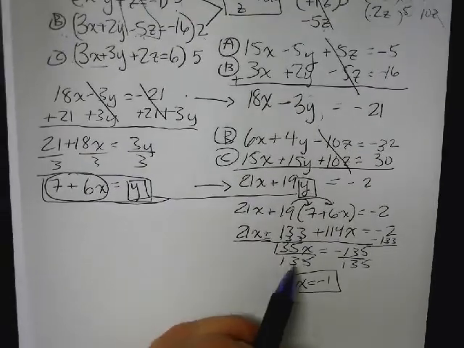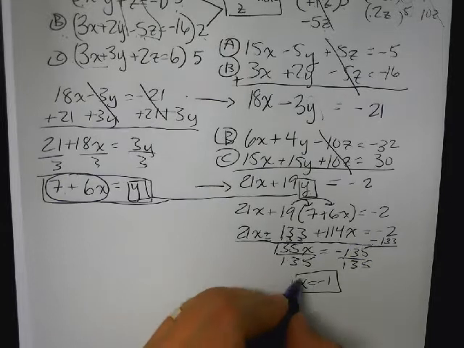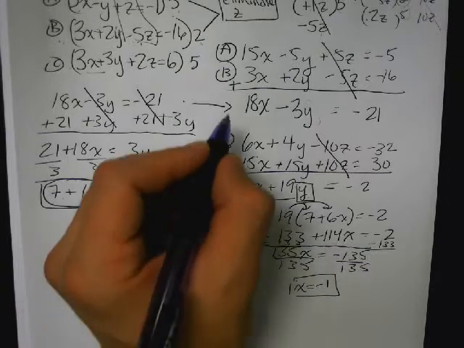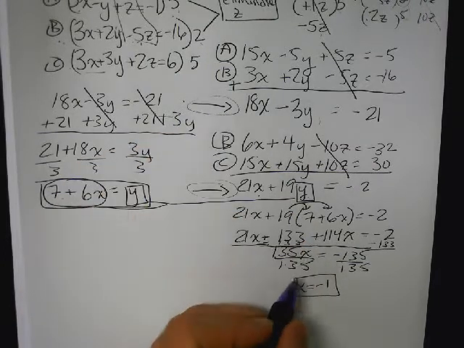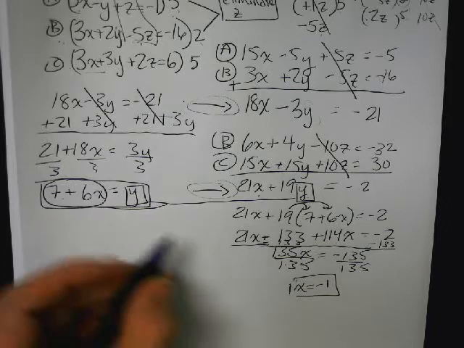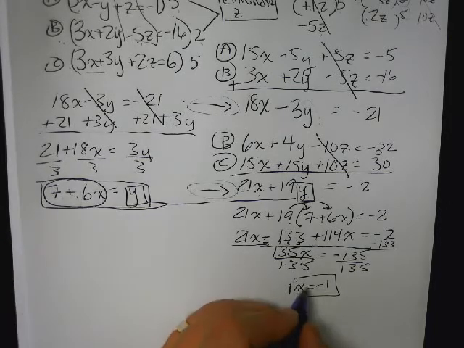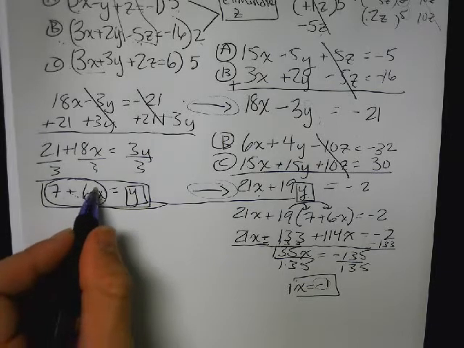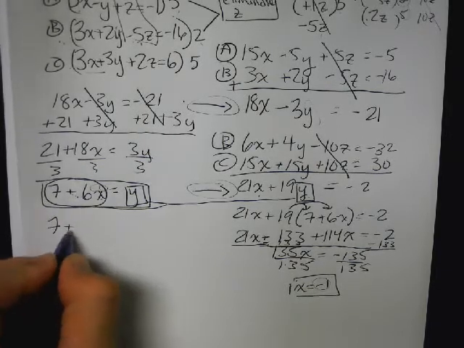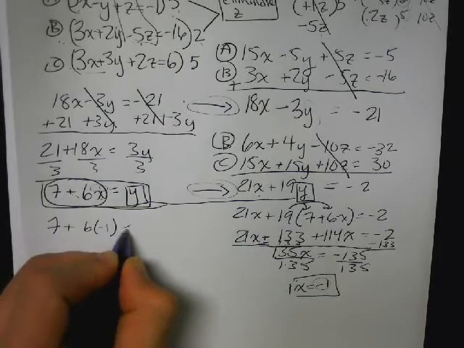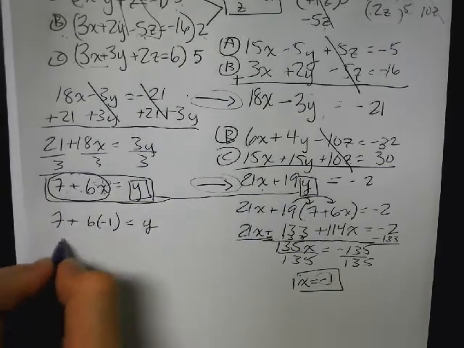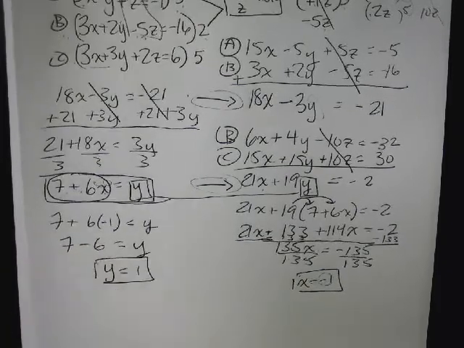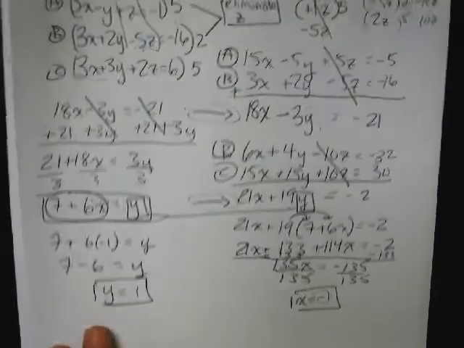Now that I know that x equals negative 1, I can take that information and substitute it back into any one of my original linear equations. You know, these ones with the arrows? Any one of those I can substitute this back into. So I'm just going to substitute it here. If x is negative 1, then that's what this will be, negative 1. So 7 plus 6 times negative 1 equals y. 7 minus 6 equals y. So y equals 1.